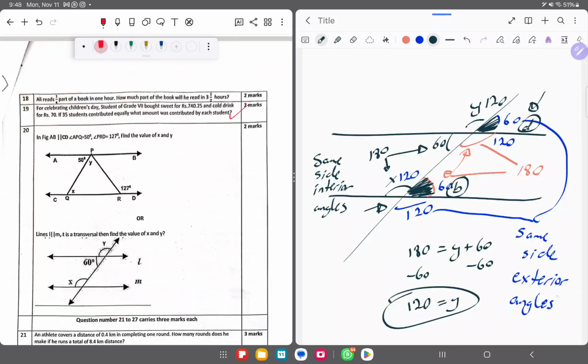Okay, sorry. Same side exterior angles. Let me just repeat because I forgot what I was talking about. Same side interior angles, same side exterior angles. Yes, the ones that I was coloring over here. This one and this one. This is a 60 and this is a 60.